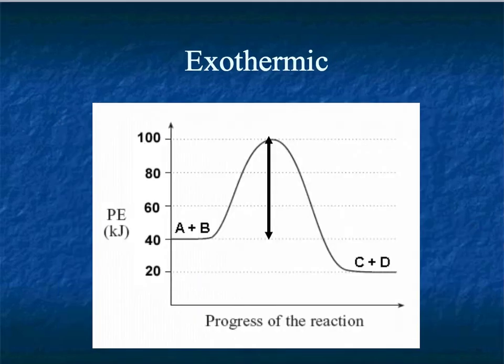So now we have the exothermic, so this is what we're going to look at. And again, this is where there's going to be a release of energy. So when we go from the reactants to products, the reactants are going to have more energy per se than the products themselves.